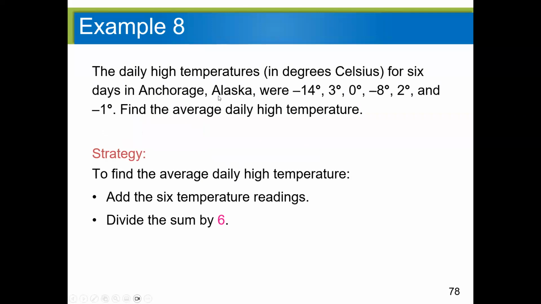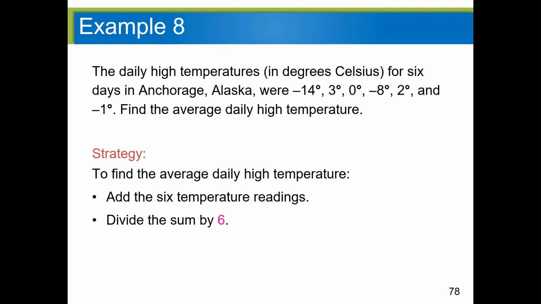Application problems. Everyone loves application problems, right? The daily high temperature in degrees Celsius for 6 days in Anchorage, Alaska were -14, 3, 0, -8, 2, and -1 degrees Celsius. Find the average daily high temperature.